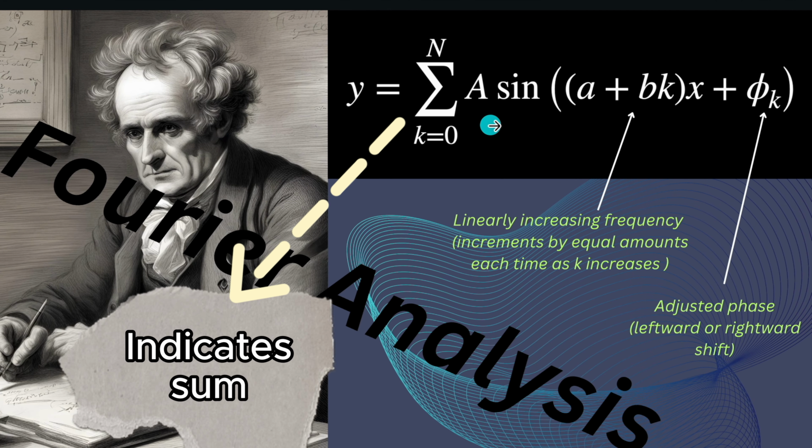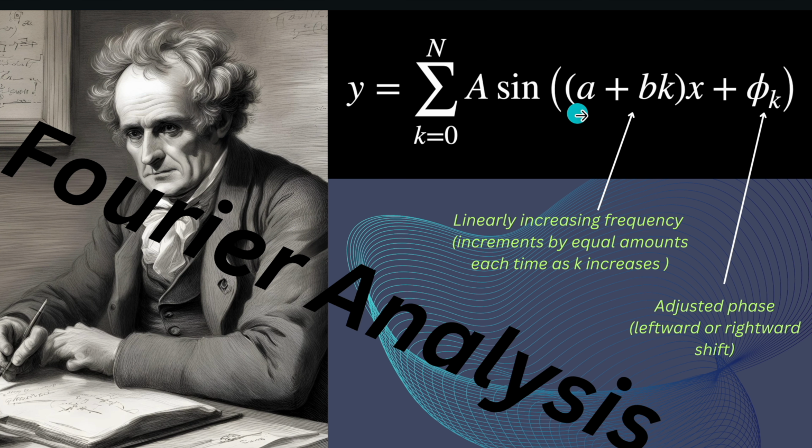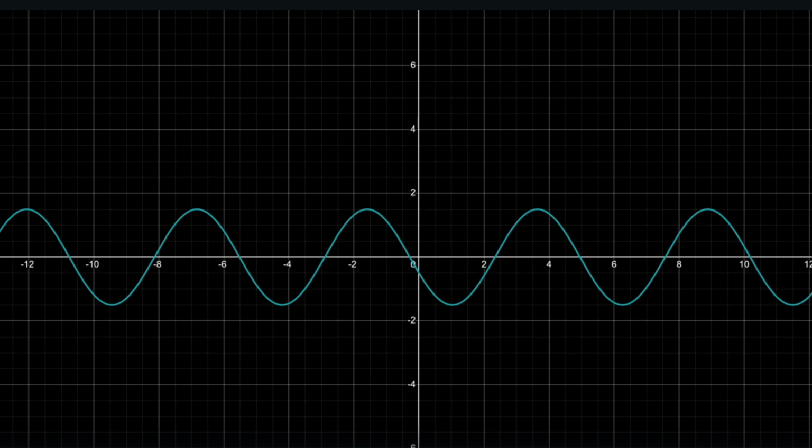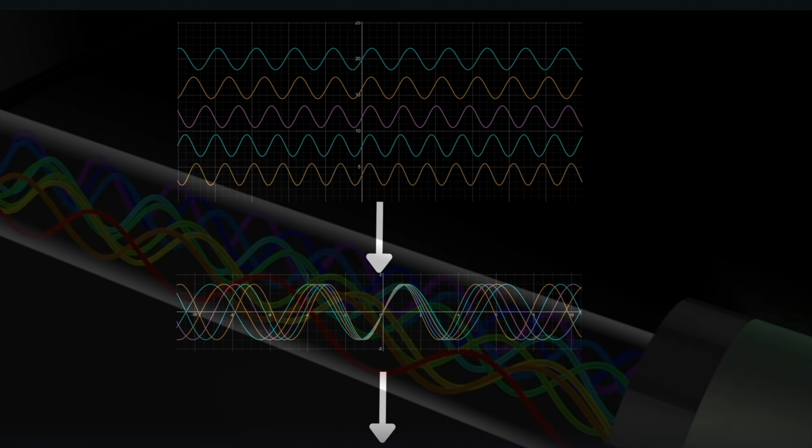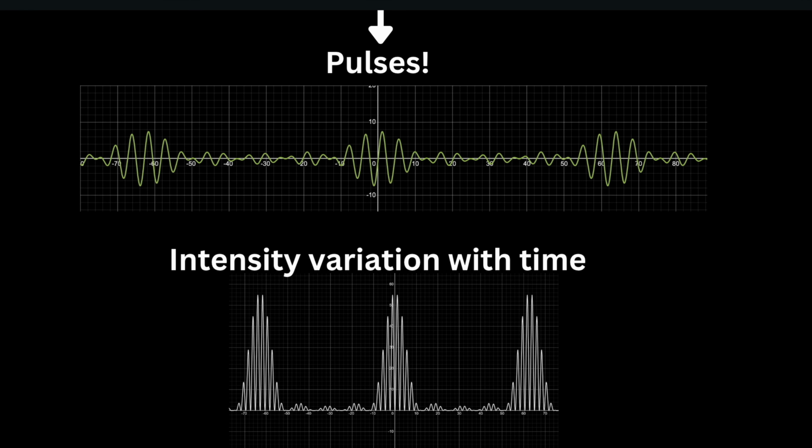Here we add together lots of sine waves of the same amplitude and increment the frequency linearly. We also adjust the phase of the waves. A phase of a wave is just a leftward or rightward shift. When the laser produces all these waves at the same time, constructive and destructive interference occurs at various locations to give us pulses of short width.